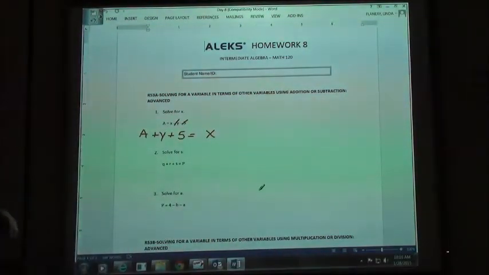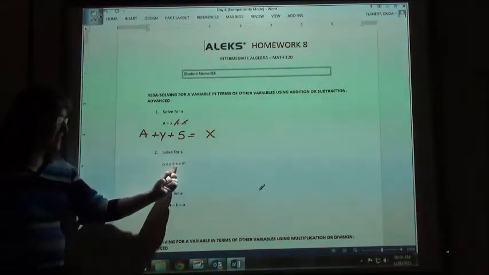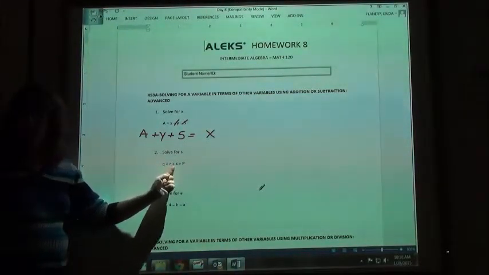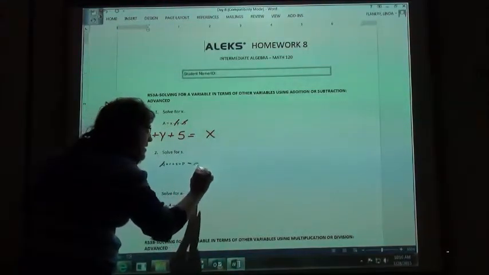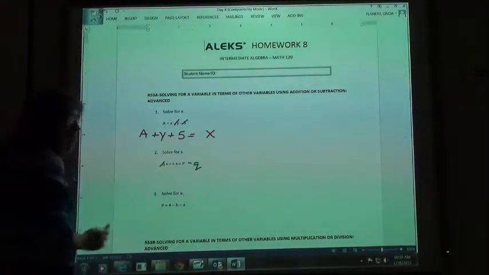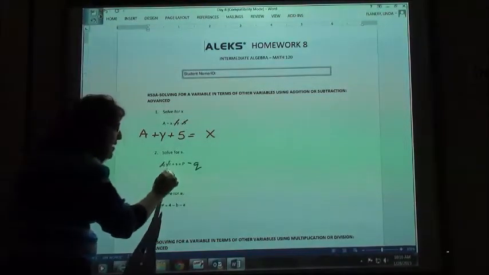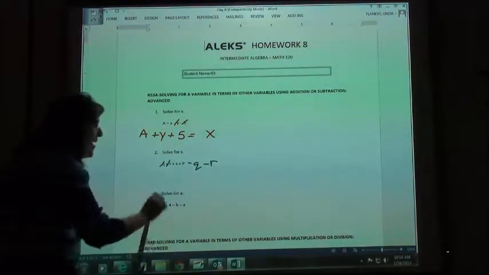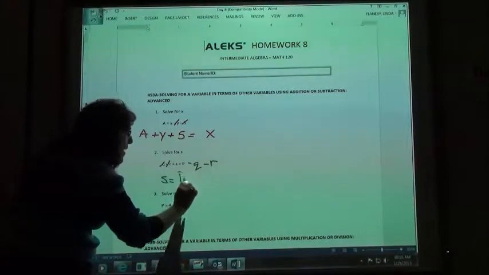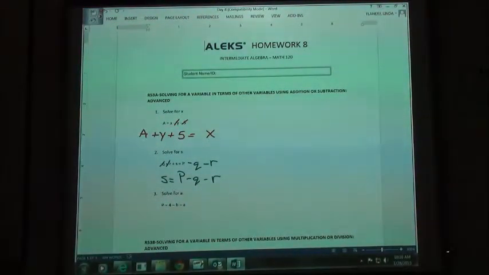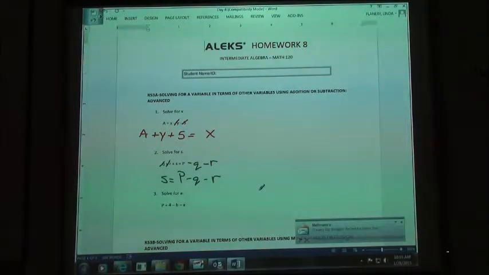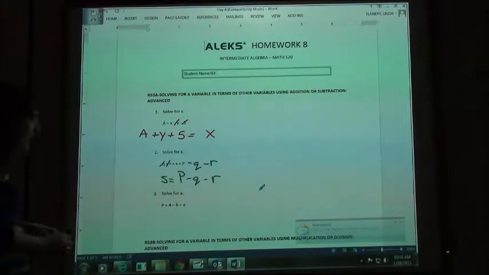So on the second one there, I want to solve it for the s. It means I want to move the q and the r. So if I'm going to move the q to the other side, I'm going to minus the q. If I'm going to move the r to the other side, again, since it's positive, I'm going to subtract the r. And so s is going to equal p minus q minus r. It is going to be case sensitive, so if it's uppercase, you need to type it in uppercase. If it's lowercase, you type it in lowercase.